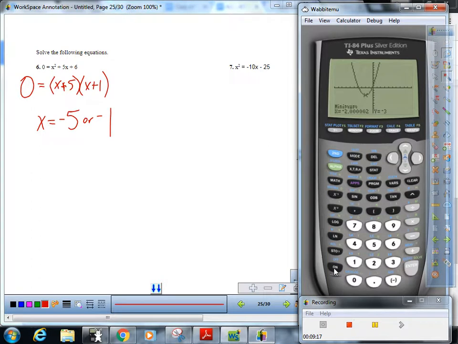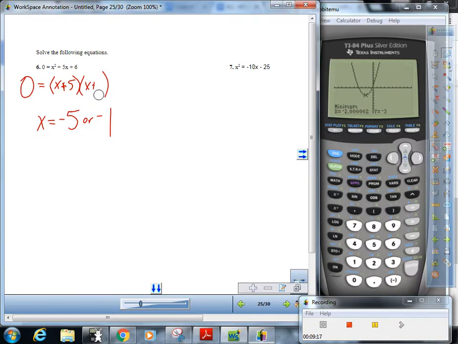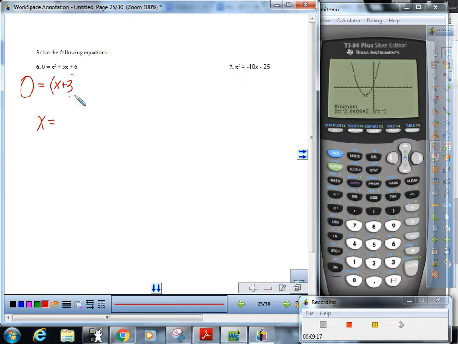Oh, shoot. Oh my gosh, you're so right. Yes, I did it backwards. I just did it wrong. All right. You're right. 5 and 1 do not multiply to be 6. X plus 3 times x plus 2. So x equals -3 or -2.